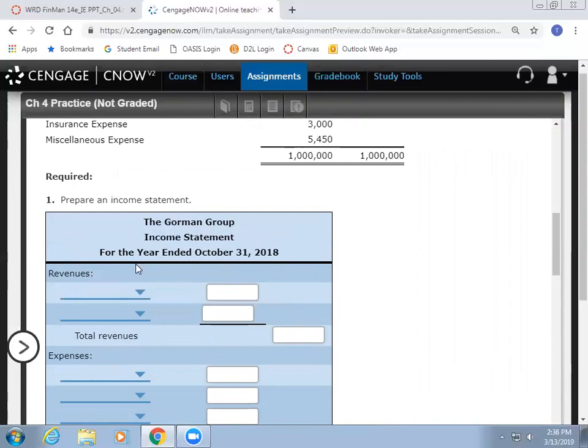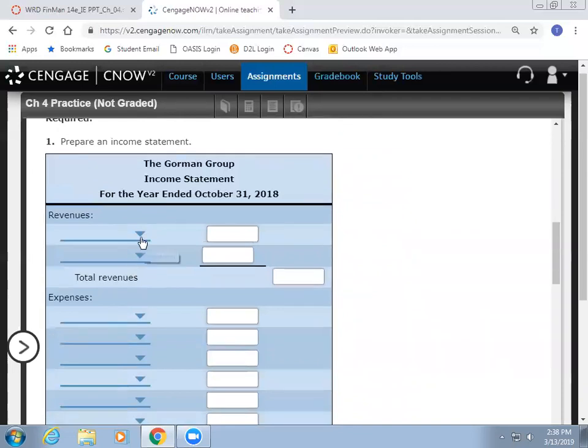So income statement, again, looks like this, and it's always revenues minus expenses. So I'm going to give you these. Service fees is my revenue, $468,000. And we also have a rent revenue of $5,000. You always list your biggest amount first. So then we total our revenues, which would be $473,000. So this is an example where we have 2 revenue accounts.